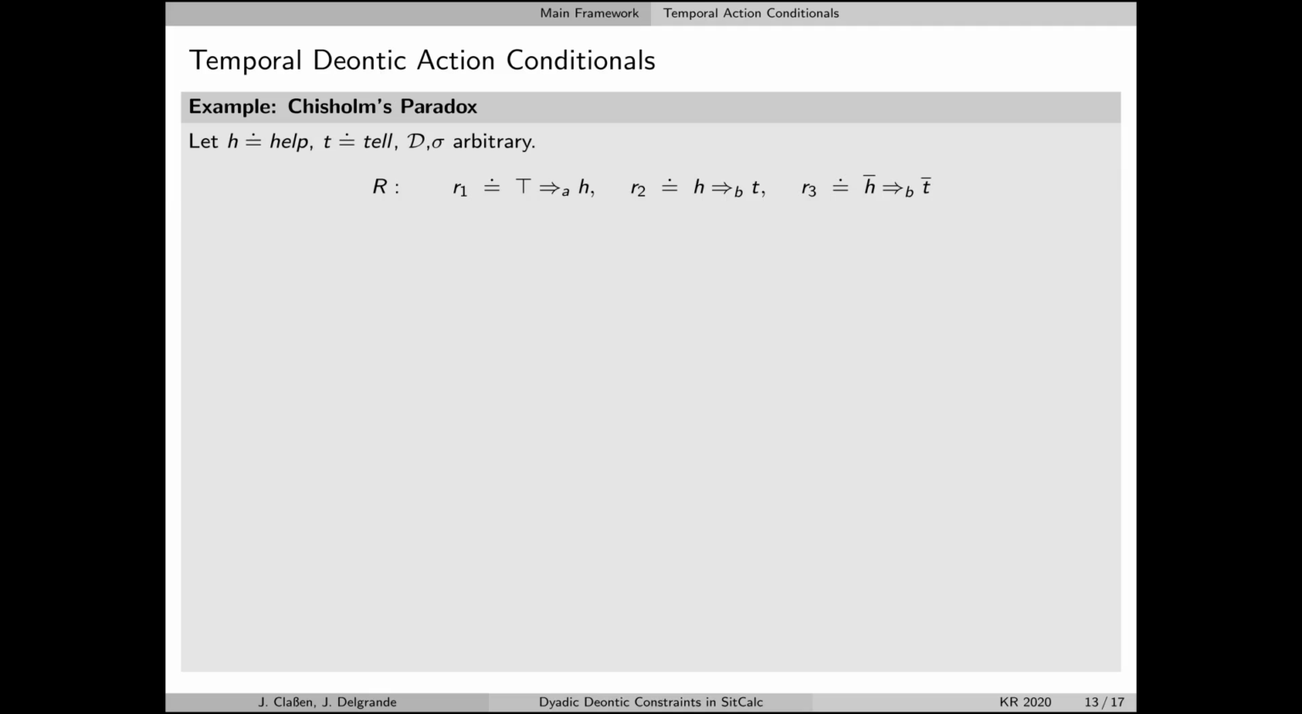Again, let's look at an example, namely the aforementioned chisel paradox. We ought to go help, and afterwards, if we go help, we should tell, and if we don't go to help, we shouldn't tell. And for rank 0, we again have to determine the product of the materialized versions of all three rules.